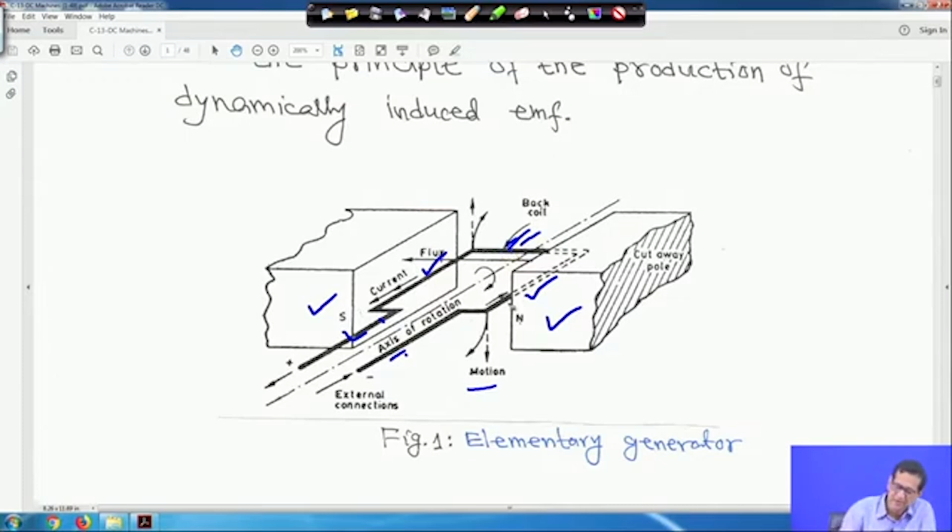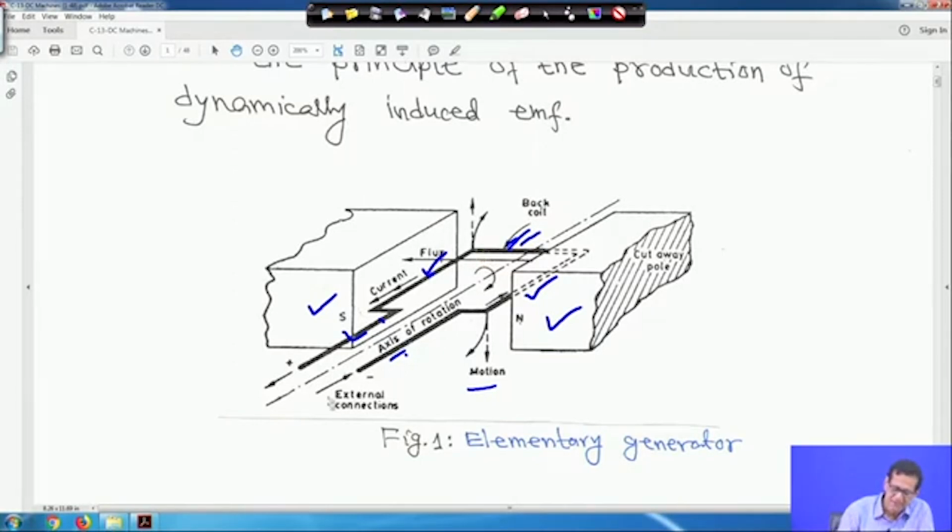Now suppose it rotates 90 degrees. This position will come to the top and this position will come to the bottom. At that time the flux linkage will be 0, because the coil will be outside of the poles. In this way it is revolving, and an alternating EMF will be induced in that coil.